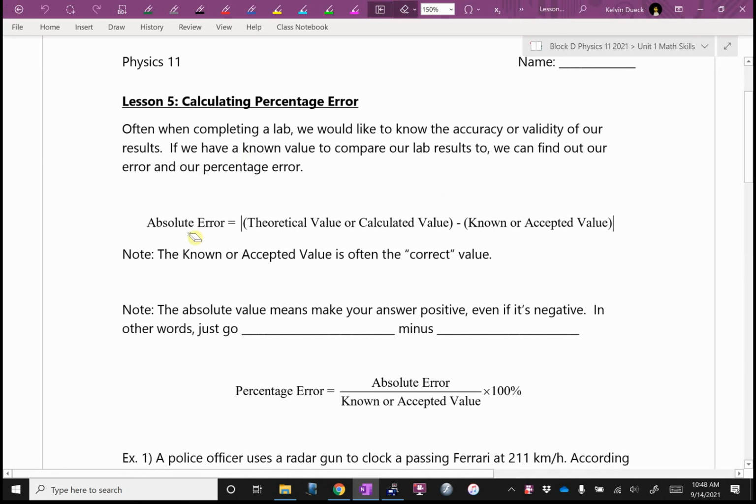The absolute error is just how far you're off. It's your theoretical value or your calculated value or your measured value minus the correct answer. So if I know I was supposed to get 12 and I got 14, what's my absolute error? 2. If I know I was supposed to get 12 and I got 10, what's my absolute error? Still 2. We don't say that it's negative. We say that the answer is always positive. So that's why I have those things.